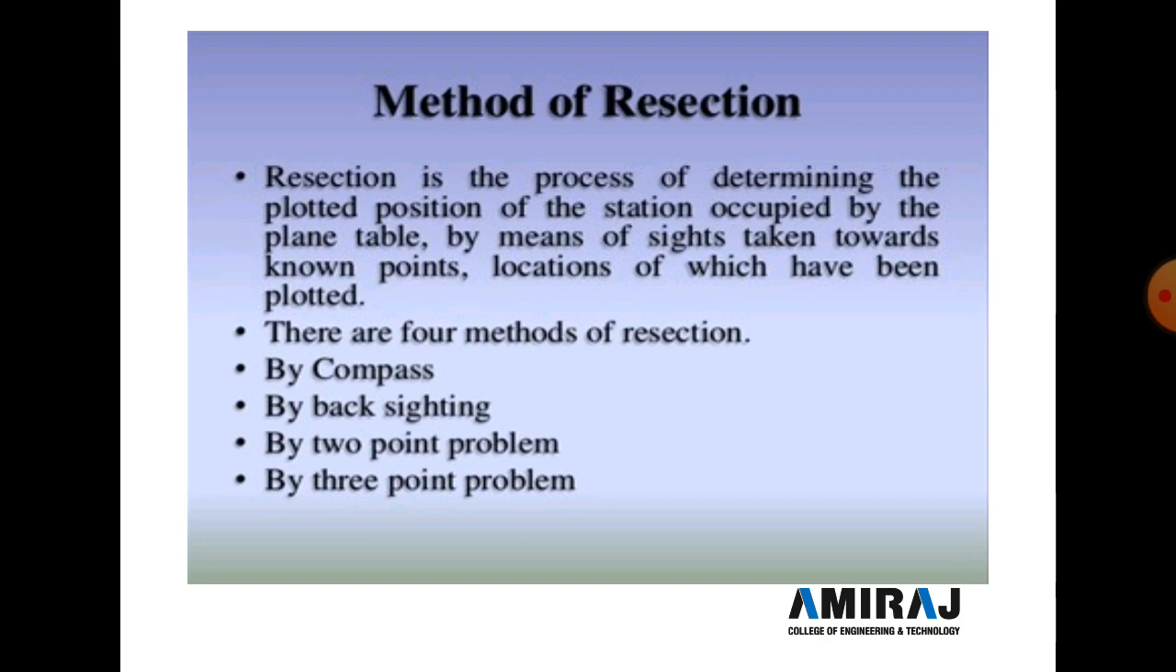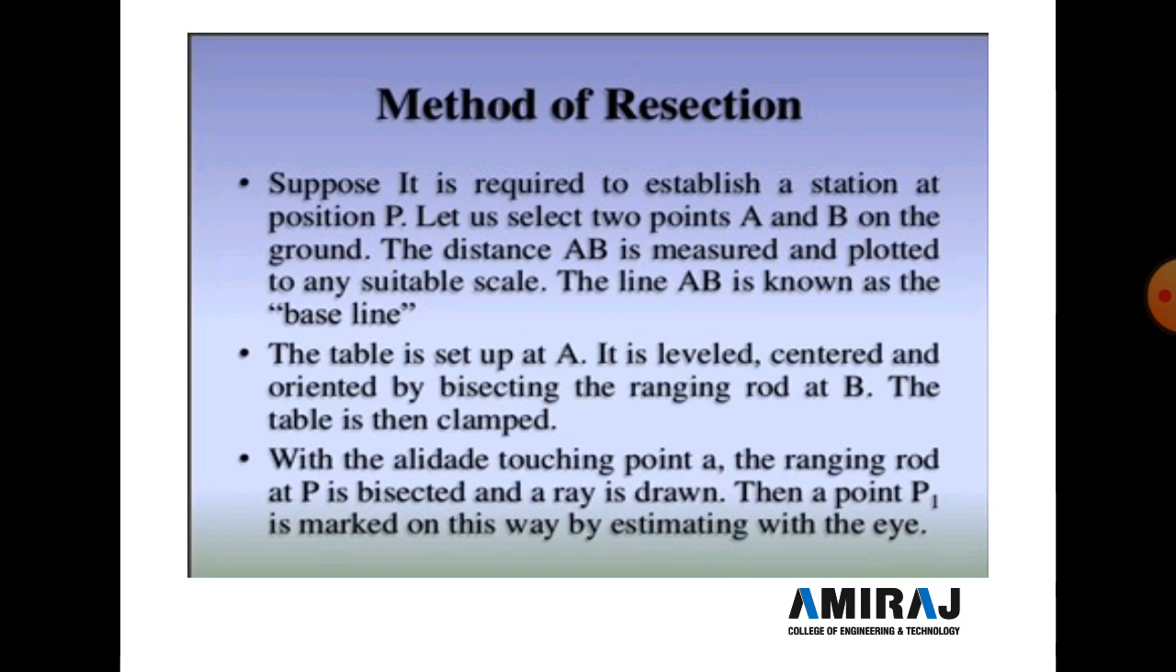Now the next method is the methods of resection. Resection is the process of determining and plotting the position of the station occupied by the plane table by means of sights taken towards known points, the locations of which have been plotted. There are four methods of resection. The first is the compass method, the second is the backsight method, then the two-point problem, and the three-point problem. One by one we will discuss them.